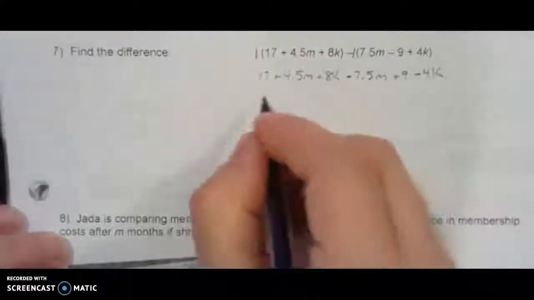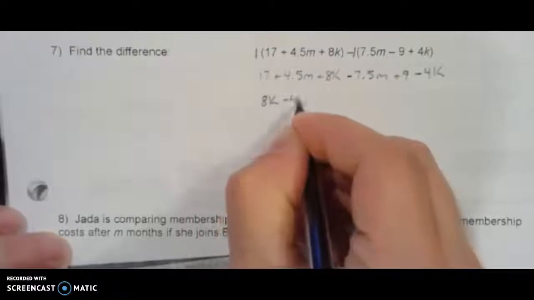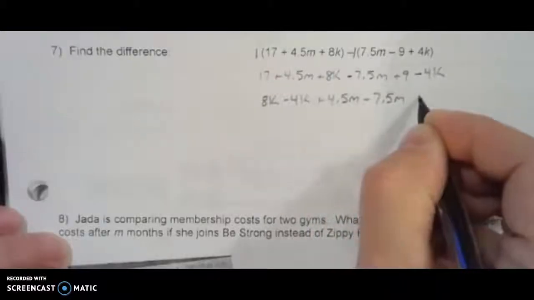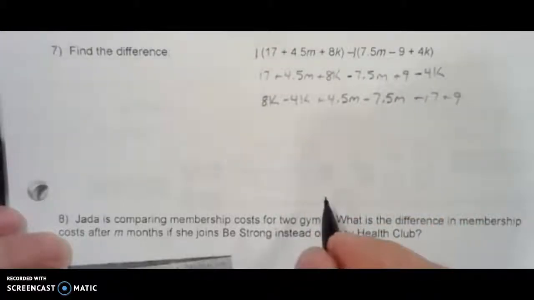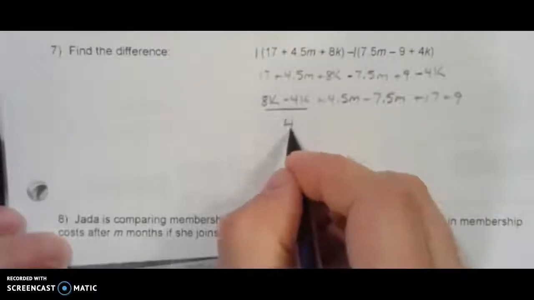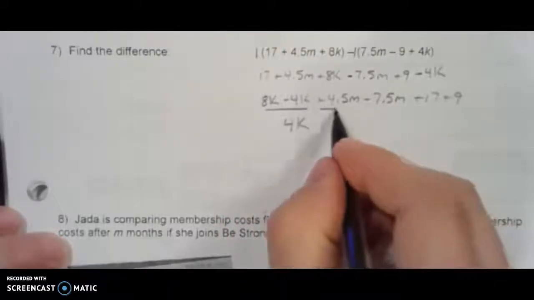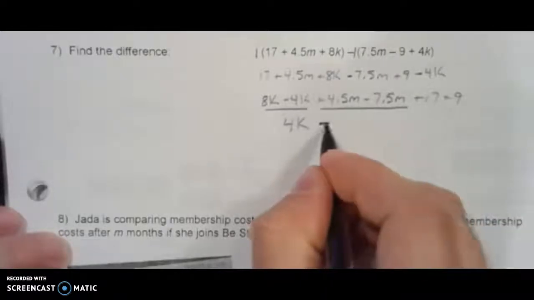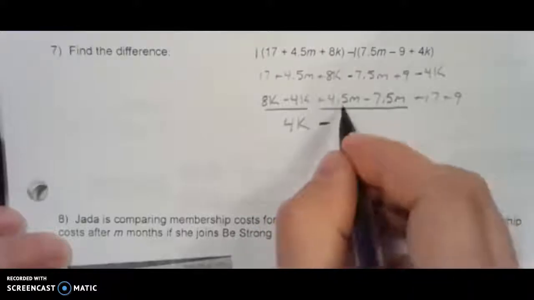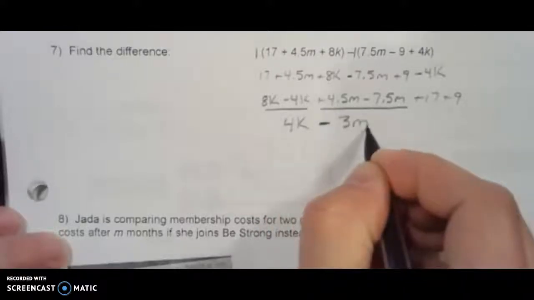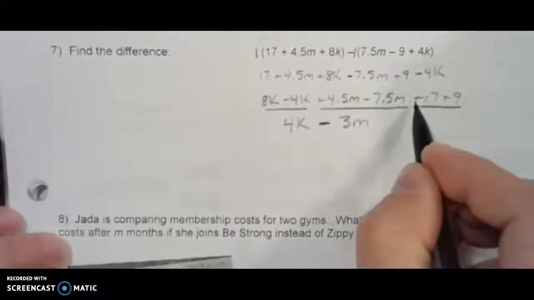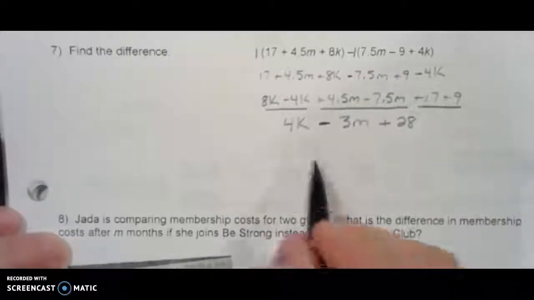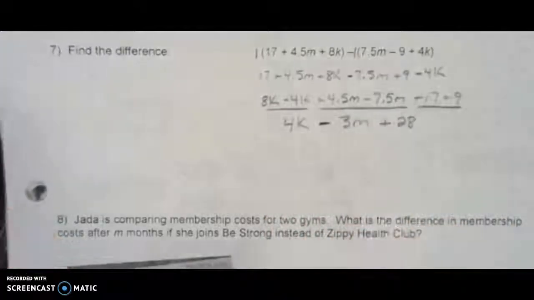Rearranging our terms alphabetically, we're going to have 8k minus 4k plus 4.5m minus 7.5m plus 17 plus 9. 8k minus 4k is 4k. 4.5m minus 7.5m, different signs. The negative sign has the bigger absolute value, so it's minus, and 7.5m minus 4.5m is 3m. And then 17 plus 9, same signs, we'll add. This is going to leave us with plus 28. So we get 4k minus 3m plus 28.